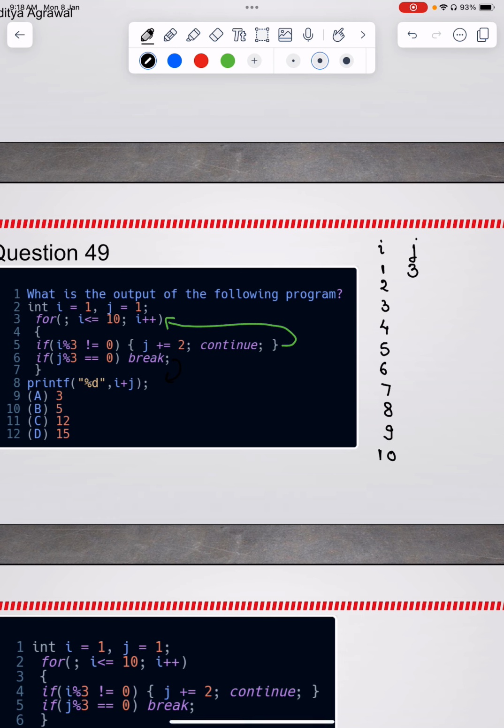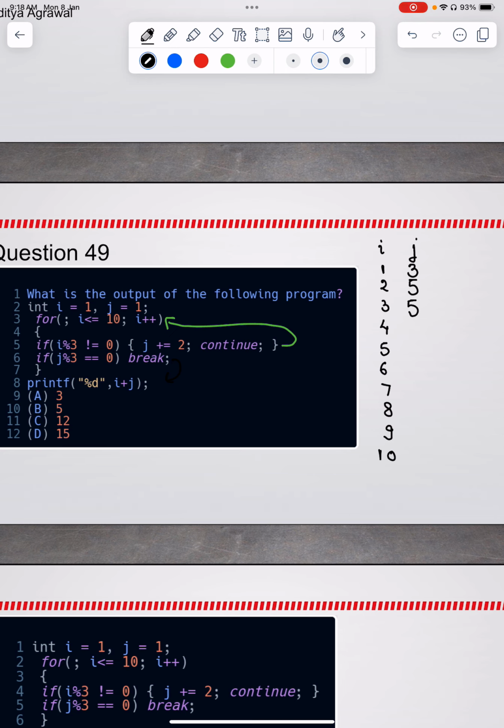When i is equal to 2, again the condition at line number 5 is true and j is incremented to 5. Now when i is equal to 3, this condition at line 5 is false because 3 is divisible by 3. So you go to the sixth line of the program, which is if j percentage 3 is equal to 0. In this case it is not 0, so j remains 5 as it is.